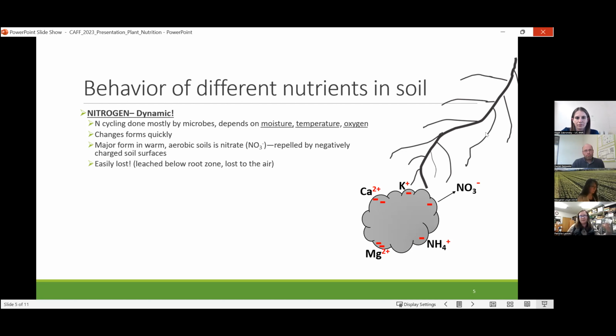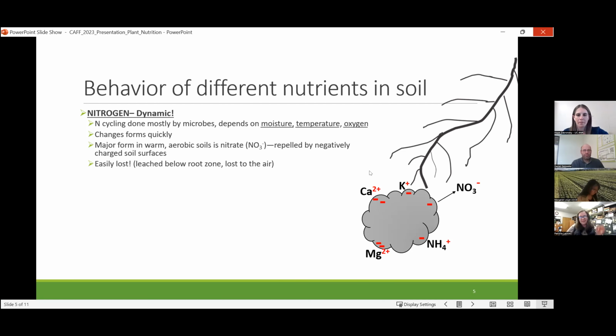It's drawn towards roots when they're transpiring. But it's also mobile in water, on days like today. When you get a lot of rain, it's going to be leaching down. So it's easily lost below the root zone. It also has gaseous forms, so it's easily lost to the air as well.